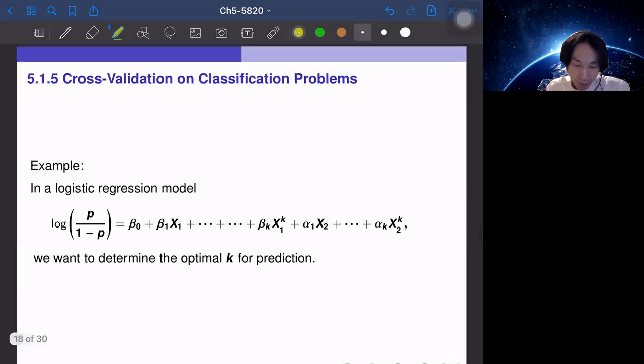Yeah, so this is one example of cross-validation for a classification setting. So we regress the response variable on the polynomial of x1 and x2. Often including higher order terms solves many questions.